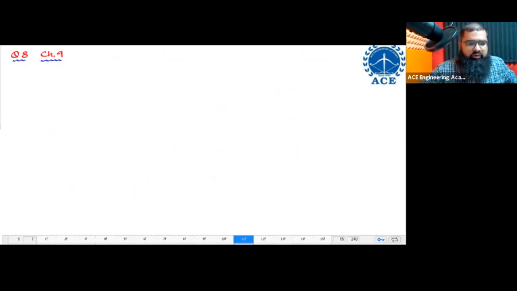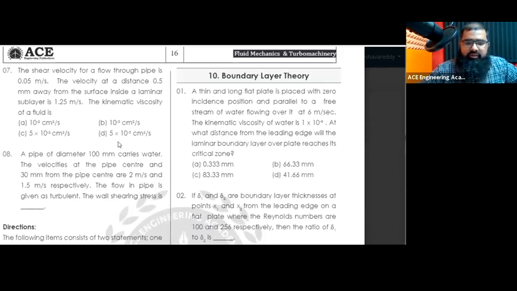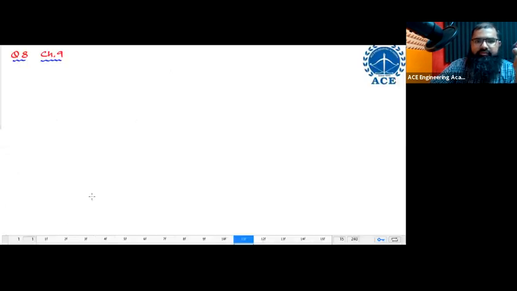Those who are not able to find the question, you can take a snapshot quickly from the slide I'm showing right now. The question says a pipe of diameter 100 mm carries water, and the velocities at the pipe center and at 30 mm from the pipe center are 2 meters per second and 1.5 meters per second respectively. The flow in the pipe is given to be turbulent. The wall shearing stress is how much? This is a slightly direct question, but again, it is worth 2 marks in examination.